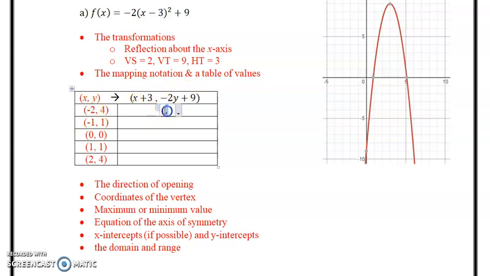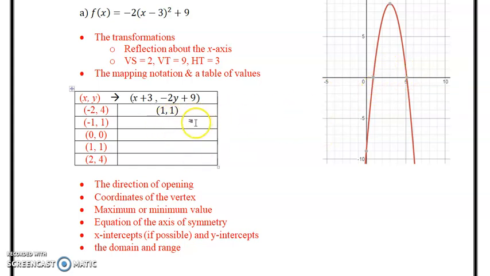Okay, so we're going to plug this in. -2 + 3 will give us 1 for your X value. So I'm just putting -2 in here; -2 + 3 is 1. Your Y value, put in 4. -2 multiplied by 4 is -8. -8 + 9 is 1. So this means that the point -2, 4 mapped onto 1, 1, which is this point right here in your graph. Right? You can see that clearly from your graph, but sometimes it's not so clear, so that's why I'm using a table of values.